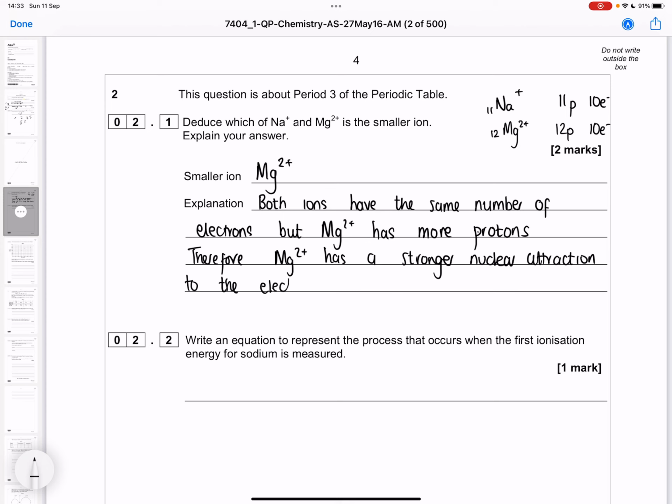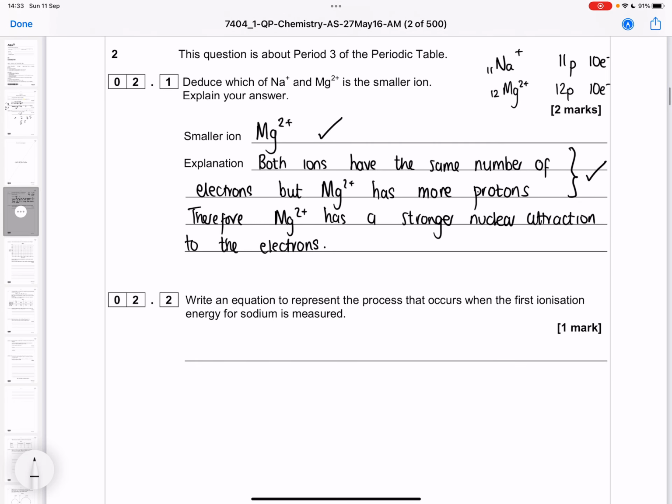And so for the 2 marks, you don't actually need that final sentence. They're looking really for Mg2+ because it has more protons but the same number of electrons. So you need all of this sentence for your first mark, and this correct selection for your other mark.